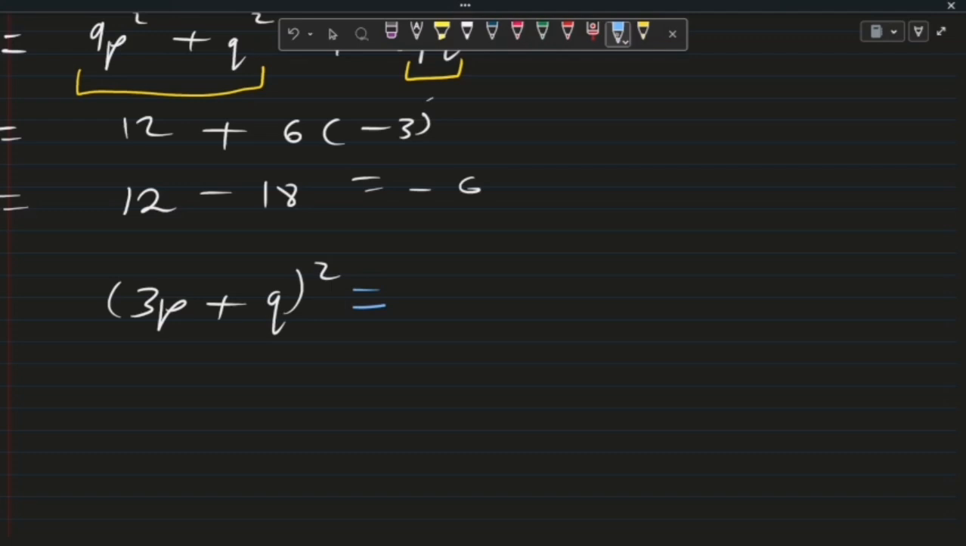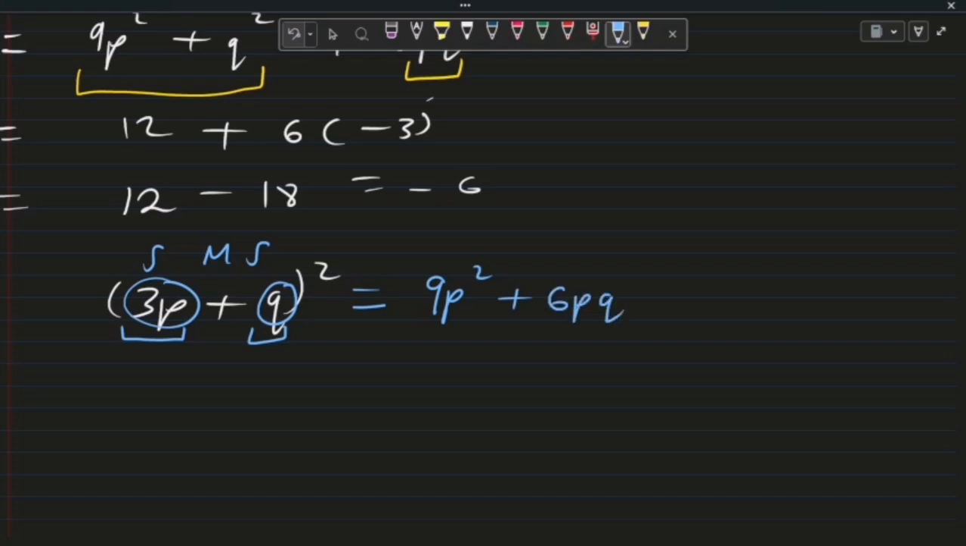So basically what we do is that we square the first term. You get 9p squared, right? And then you multiply the two terms. So you take this guy and you multiply it by that guy, and then you double whatever you get. So it will be 3pq times 2, which will give us 6pq.